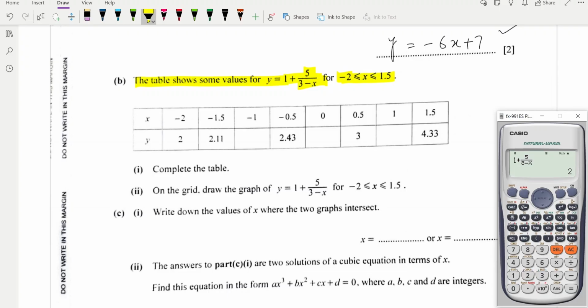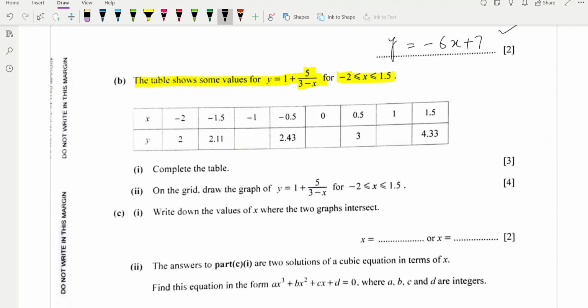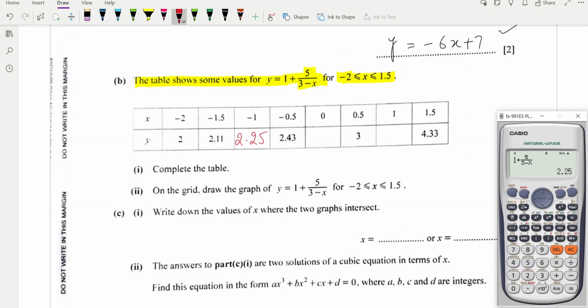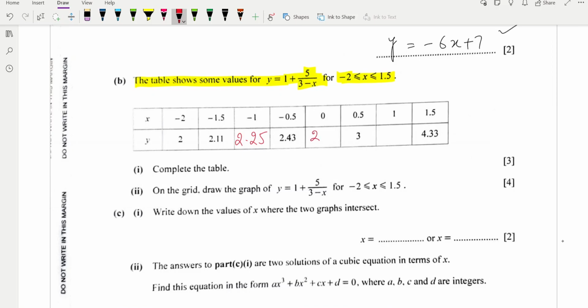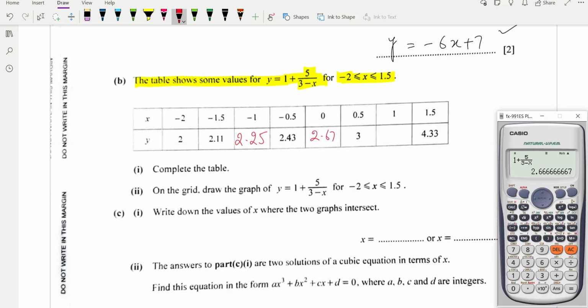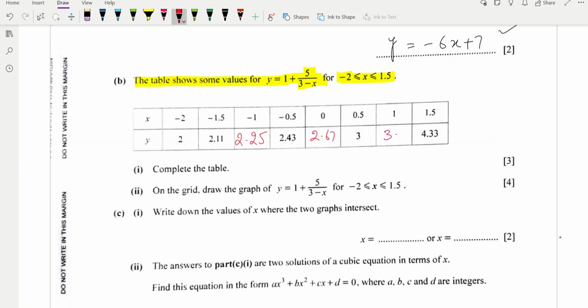Calculate for -1.5 and we are getting 2.11. Now calculate for x is equal to -1, and we are getting 2.25. So 2.25 will be our value. Now we can check for 0. Calculate for x is equal to 0, and this is giving us 2.66, or 2.67. So 2.67. Now next is for 1. Calculating for x is equal to 1 gives us 3.5. So we can write here 3.5.